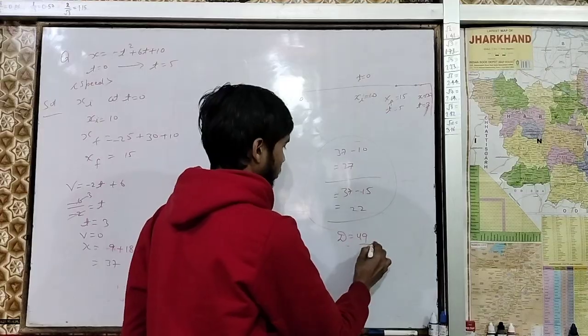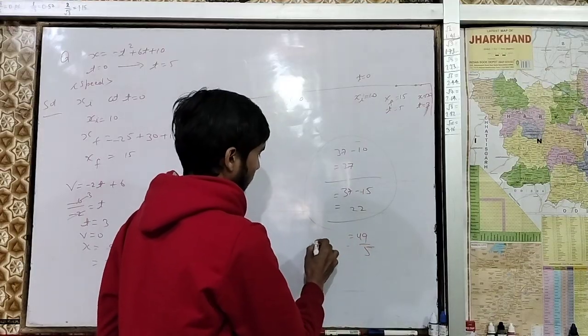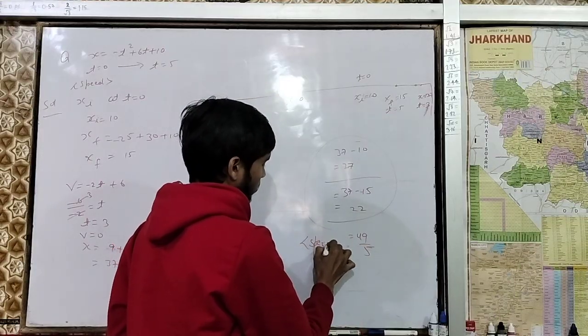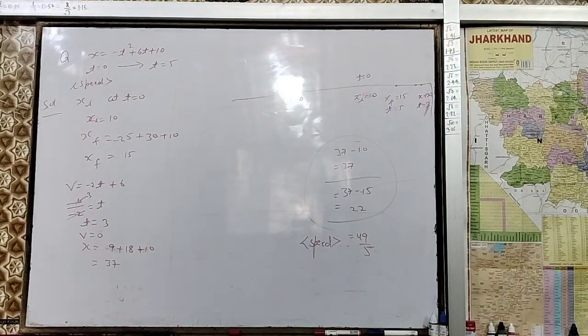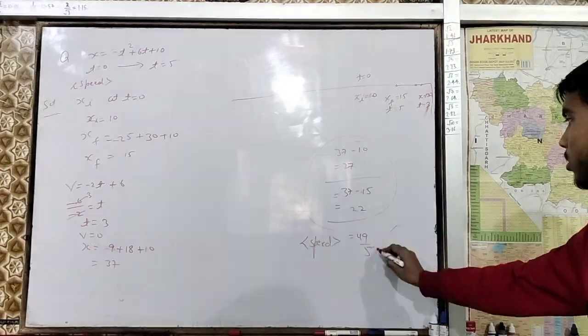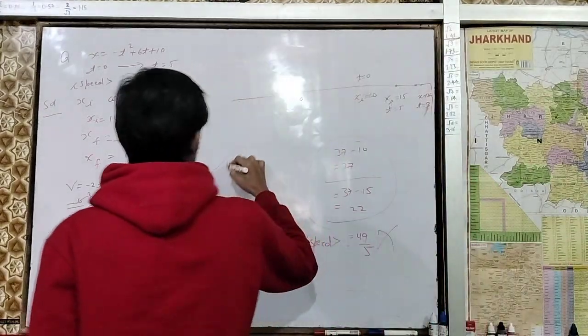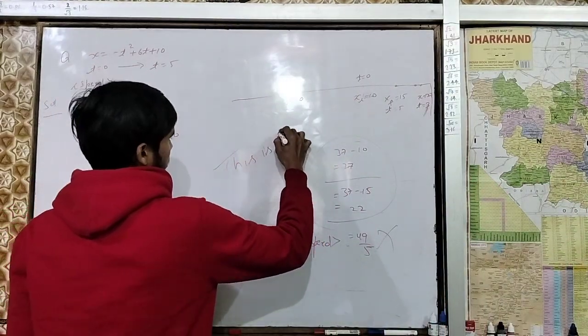And upon 5. This is your average speed. Now this is your average. 13 by 5. This is wrong. This is for you.